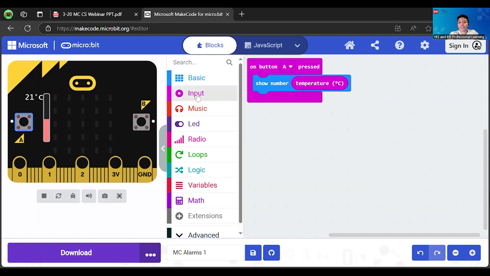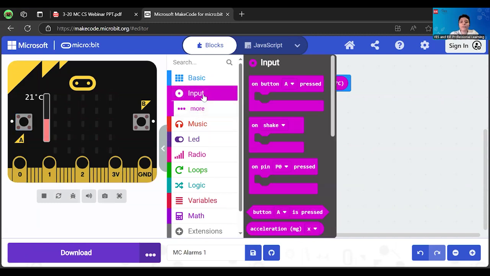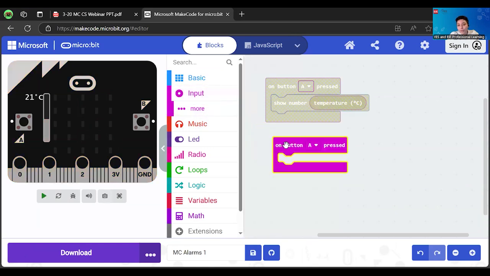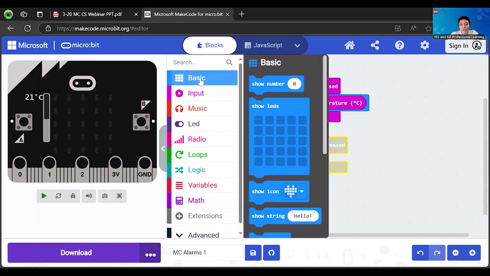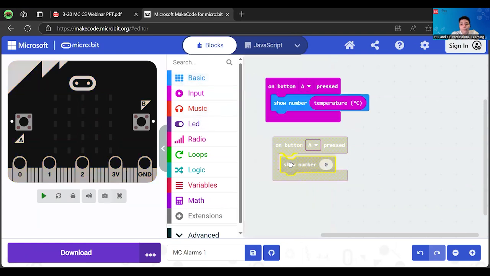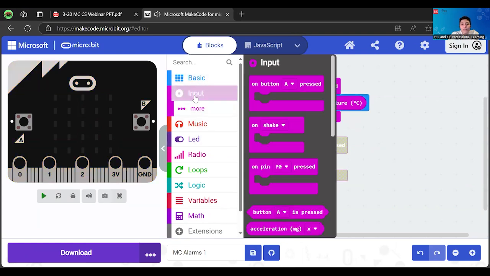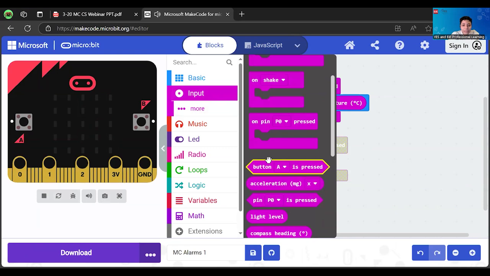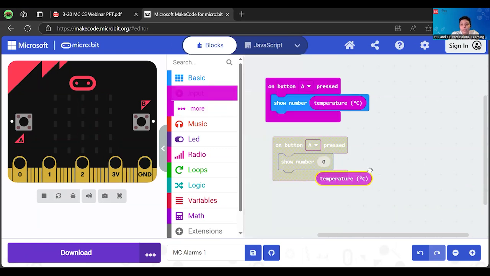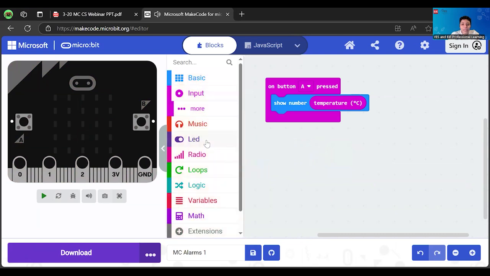In order to make this on your microbit, very simply, you're looking for an input, which is on button A. You could also choose button B. Then the show number is a blue block. It's a basic block, which you could also drop right in there. And then the last input is also in the pink. And the temperature, if you scroll down, is available there, and you can drop that right in. And you can test it very easily, live online without the physical microbit.